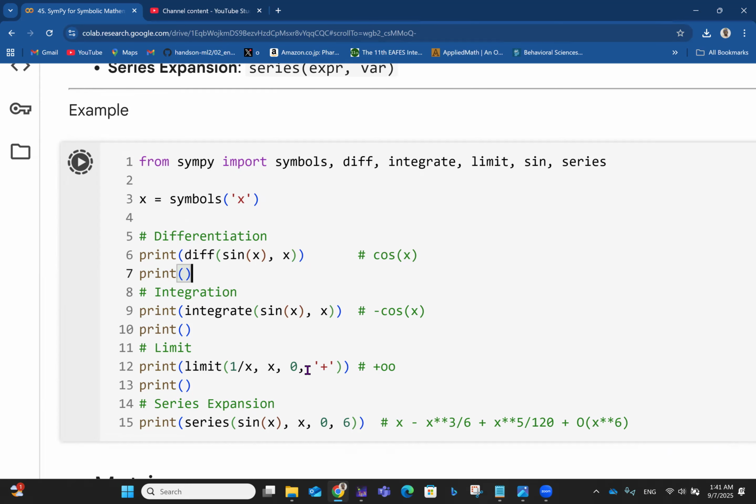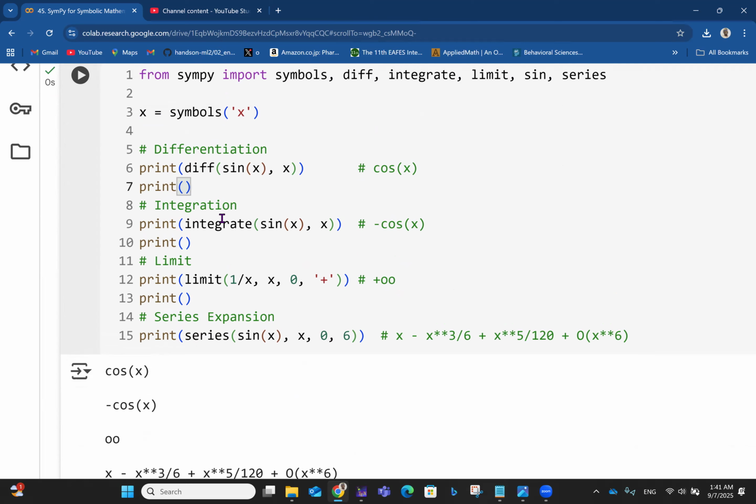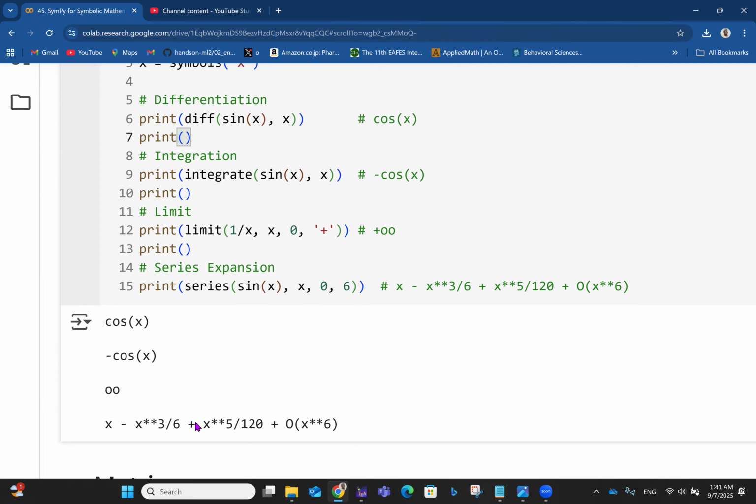So in this case, now if you just run this, you see all of that going. So differentiate sin X, you get cos X. Integrate sin X, you get minus cos X. Then find the limit of 1 over X as X approaches 0 from the positive side, you get positive infinity. If it's from the negative side, I think you're most likely going to get negative infinity. And here now, if you expand sin X in series expansion up to order 6, you have X minus X cubed over 6 plus X raised to power 5 over 120.